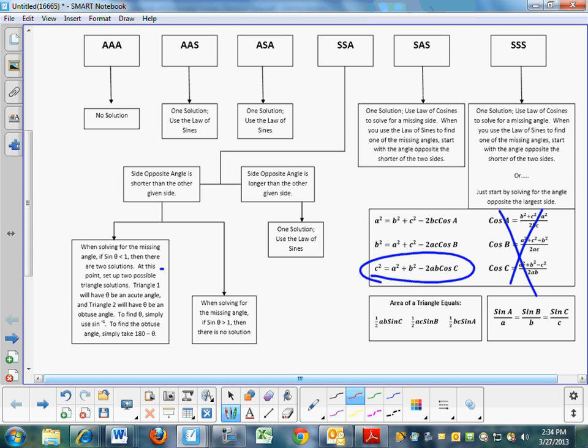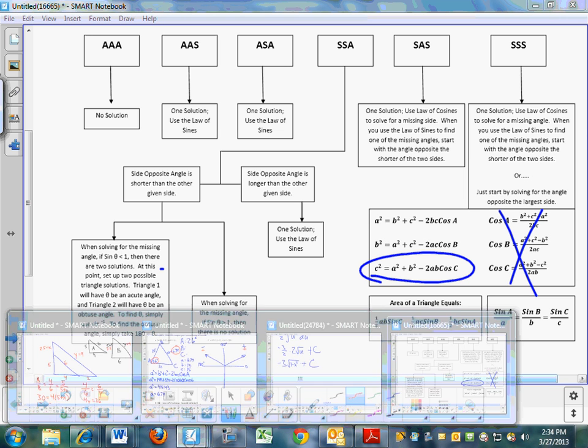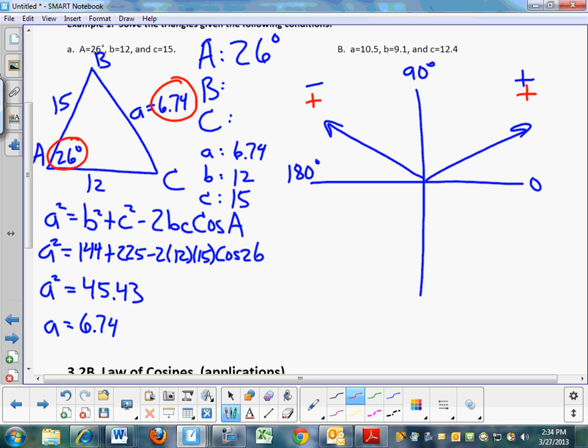It says side angle side. One solution, use law of cosines to solve for the missing side. When you use the law of sines, that's the step we're at right now. In order to find one of the missing angles, start with the angle opposite the shorter of the two sides. So look at your drawing. So now I'm going to use the law of sines. Will I choose to use angle B and side B or angle C and side C? B. And you'll see why when we actually do it.